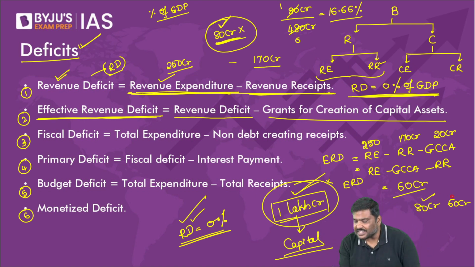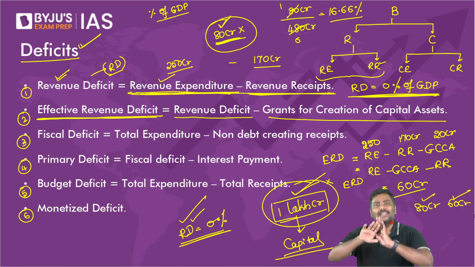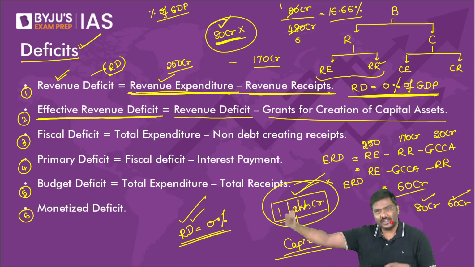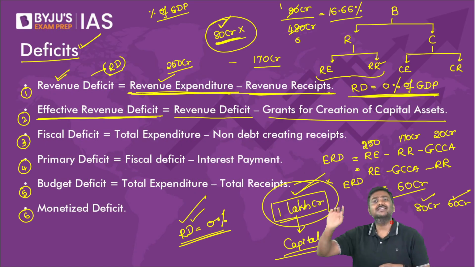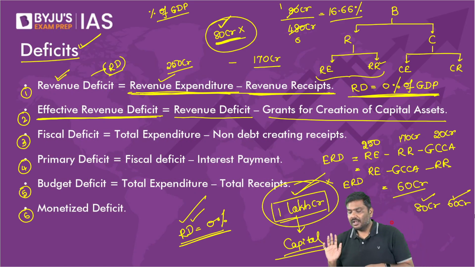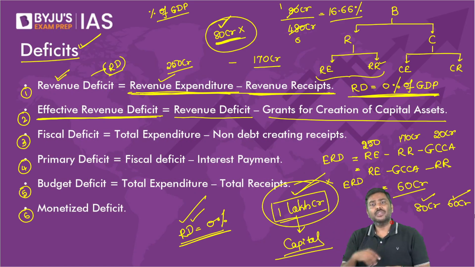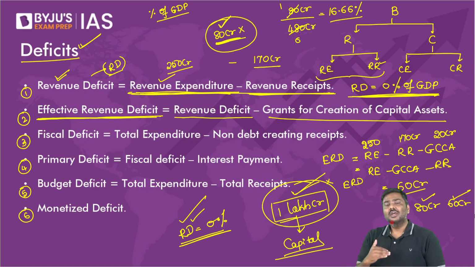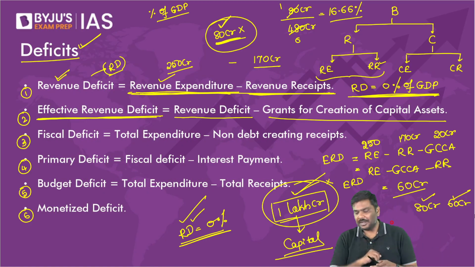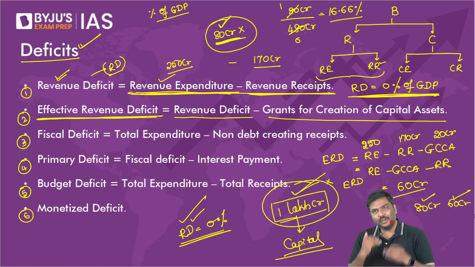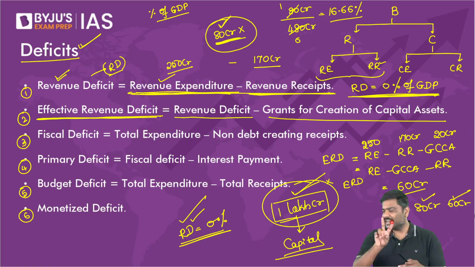But look at 60 crore rupees. Now can I simply say in 60 crore rupees, none of it was used for creation of an asset. Everything was consumption expenditure. I hope you understand the difference now. Now please tell me, based on this, between RD and ERD, don't you think ERD is a much better indicator? Right? That is the second one.